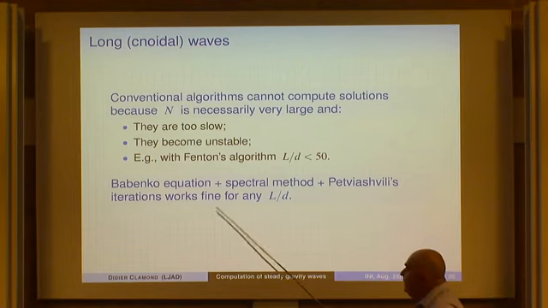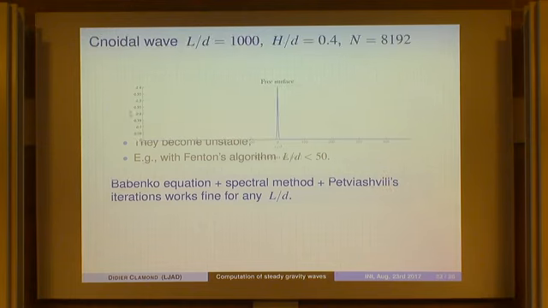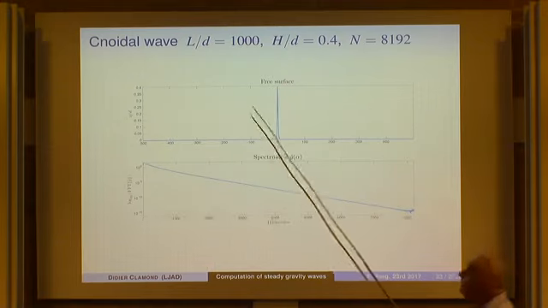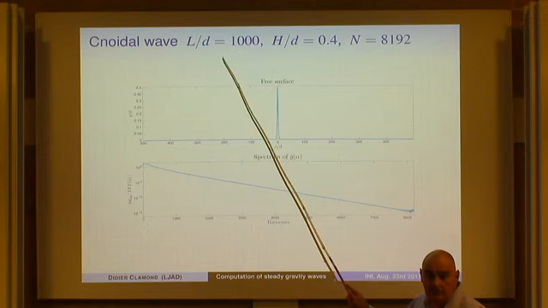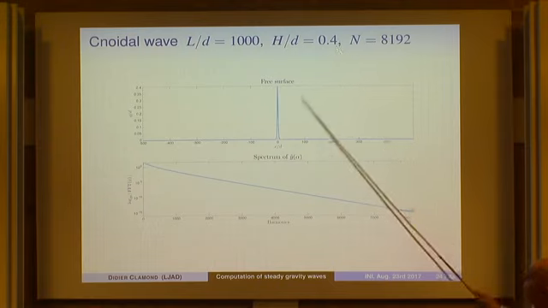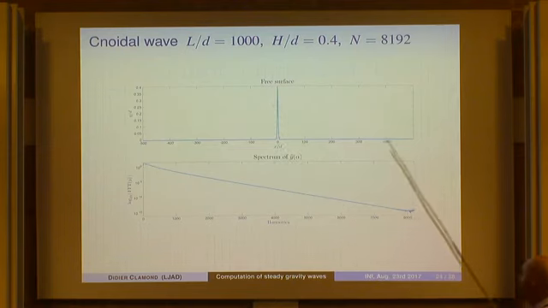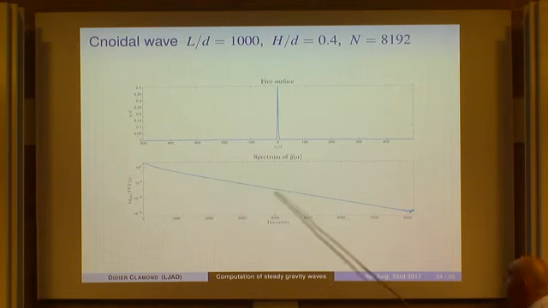But if you use the Babenko equation plus the spectral method and Petviashvili iteration, they work fine for any ratio. And by any, I mean any. So let's compute a wave 1,000 times the depth. Okay, it's a bit bigger than 50. And H over d is 0.4, it's a decent wave. And if you use here 8,000 modes, you reach spectral precision.